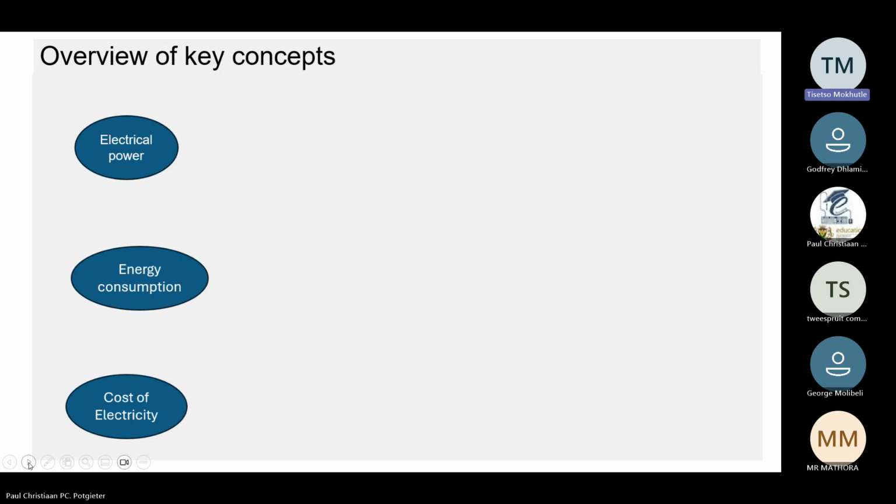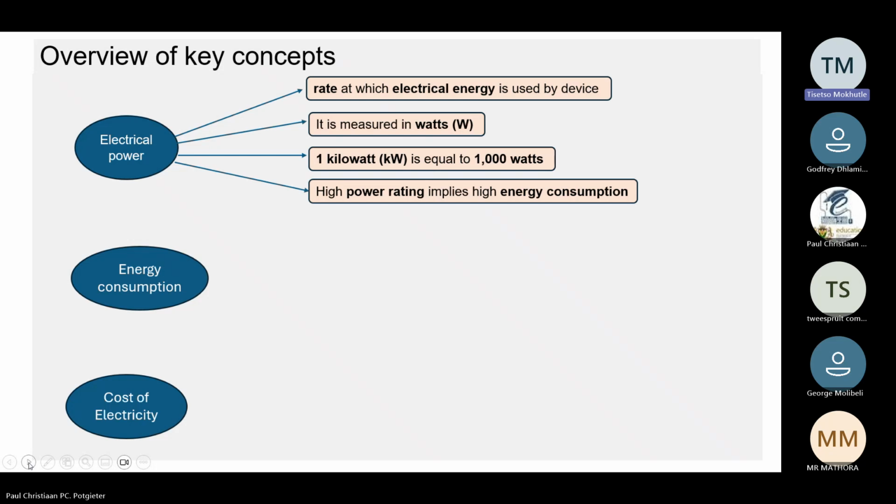The concepts that we talked about were electrical power, energy consumption, and cost of electricity. I need to go over each and every one of the three. Okay, the first one, electrical power: it is the rate at which electrical energy is used by an electrical device. So how fast an electrical device consumes energy; the more power it has, the more electrical energy it will consume.